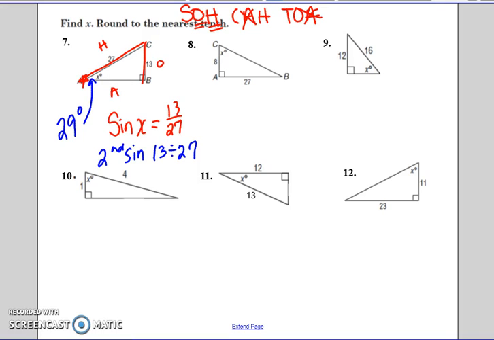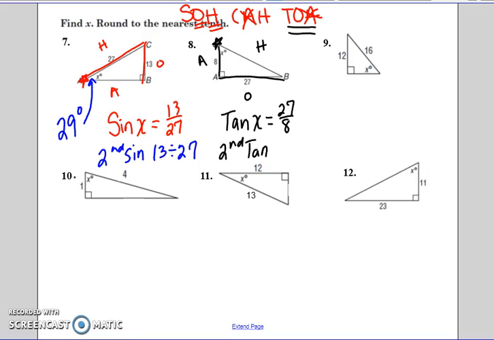Okay, again on the next one, here's your star, hypotenuse, opposite, adjacent. You have your adjacent and your opposite, which means I'm going to use TOA. So that would be the tangent of x is equal to the opposite, which is 27 over 8. You're going to hit second tan 27 divided by 8. And you should get 73 degrees.